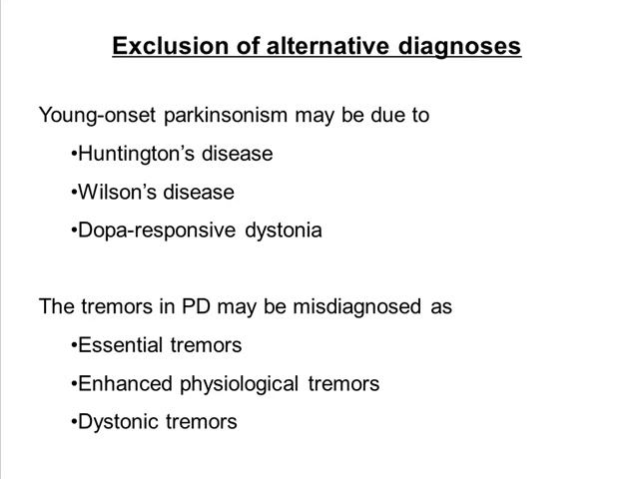And in the young, don't forget that Huntington's disease in the young usually starts with Parkinsonism first, and later on they develop the usual dementia and the chorea. Wilson's disease, dopa-responsive dystonia are all the things that we have to think about if it's a young patient.